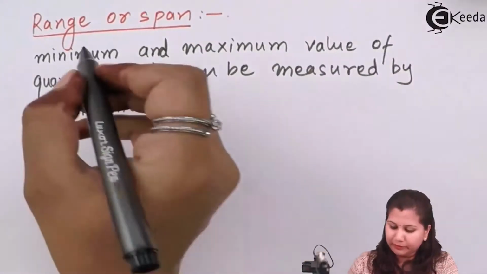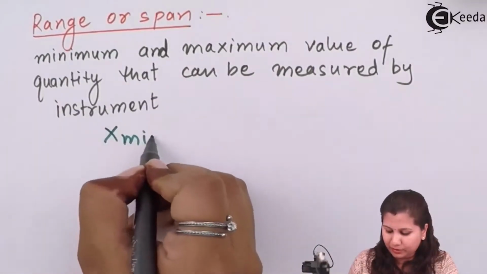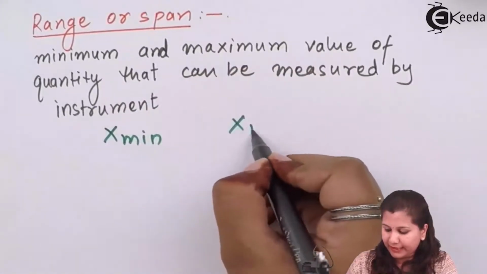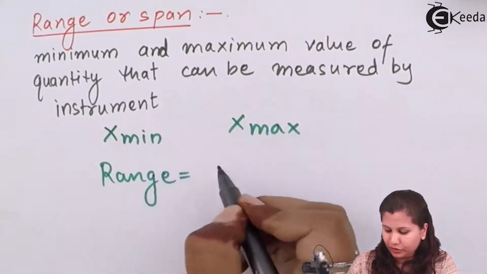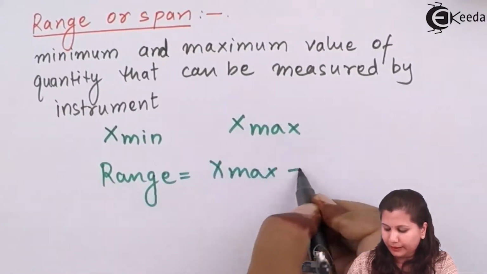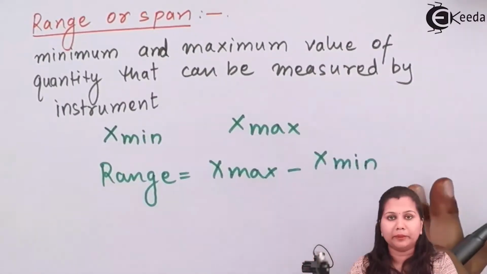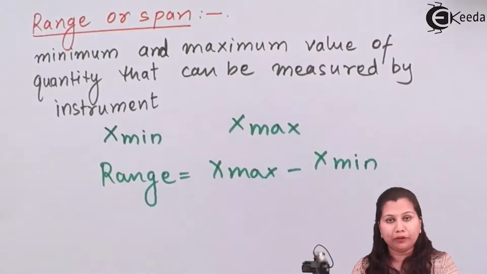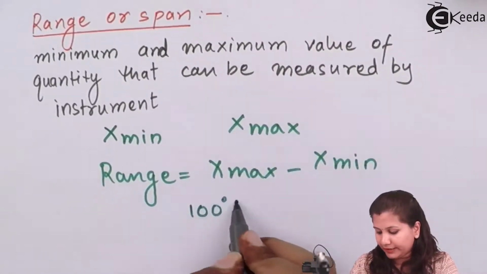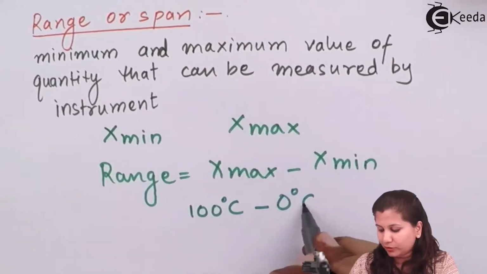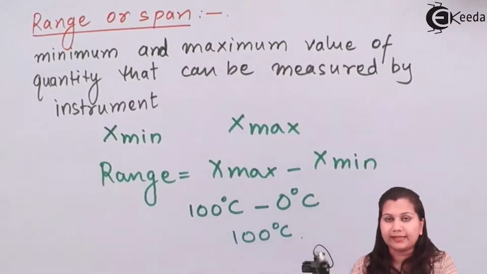So suppose that the minimum value that the instrument is measuring is defined as X min and the maximum is defined as X max. So range will be equal to X max minus X min, the maximum value minus the minimum value. Again, taking the example of a thermometer, the maximum temperature the thermometer can measure is 100 degrees Celsius. Minimum temperature is 0 degrees Celsius. So the range is 100 degrees Celsius.